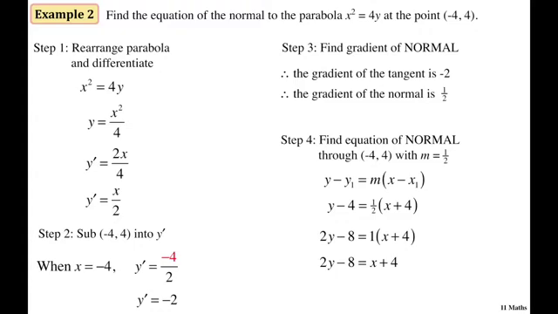Move everything over to the right-hand side. So going to minus 2y and plus 8. The 4 plus 8 gives 12. And when I rewrite it, it could be x take 2y plus 12 equals 0. That is the equation of the normal. So we've answered the question. That's the equation of the normal to our parabola at the point -4, 4.